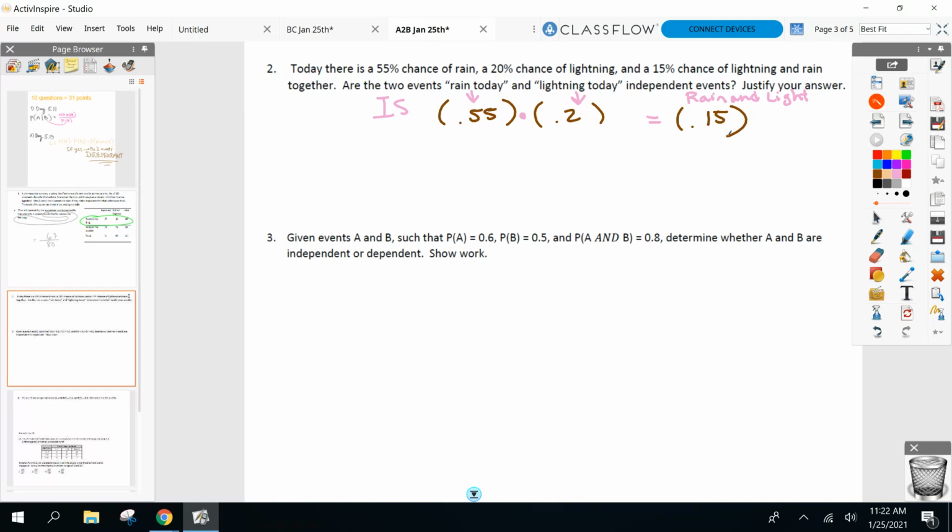All right, now you just see if one side's equal to the other. And what do we find? 0.11 is not equal to 0.15. So we say these events, are they independent? No, they are not independent. Remember, they are only independent if both sides are equal to each other. So we're basically saying, yeah, the chances of raining depends on if we got lightning or not.